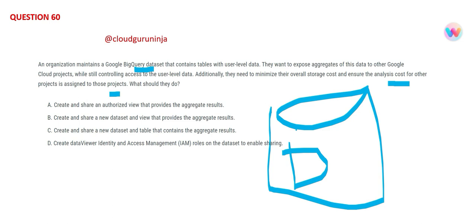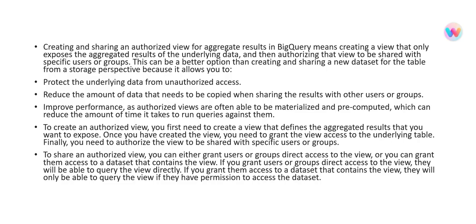See, if I want to give something shared access, I would package it in a view and give it to them. So option 1 seems correct, where it is saying I will create and share an authorized view to provide aggregate results. So I will give a view. Why? You see this authorized view for aggregate results in BigQuery.